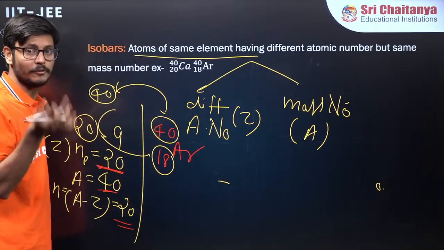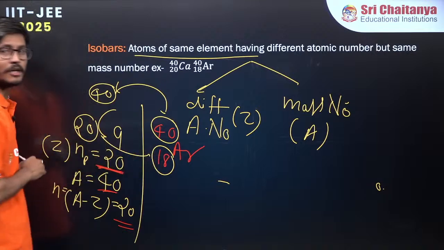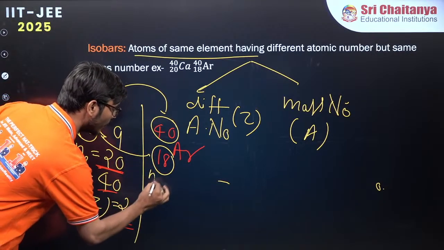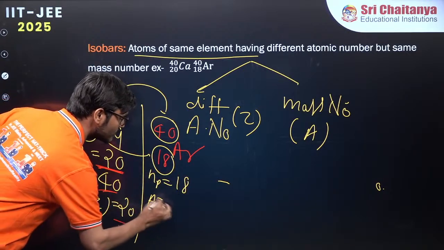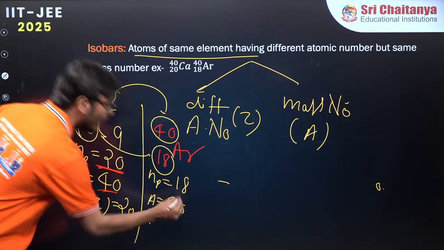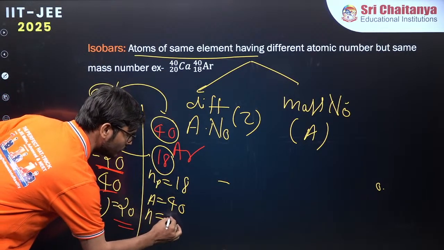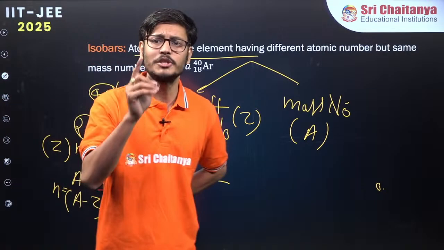So what is actually differing in this? You see, number of protons are different, isn't it? So if I write number of proton is how much? Number of proton for this is equal to 18. Mass number is equal to how much? 40. So what is number of neutron then? Atomic mass number minus atomic number, which comes out to be how much? 22. Right?